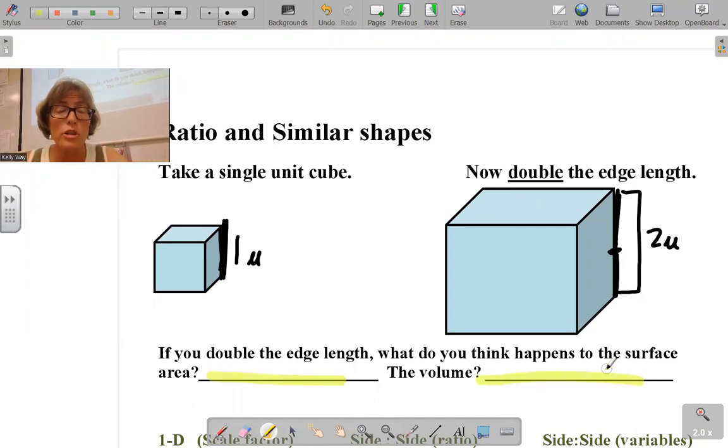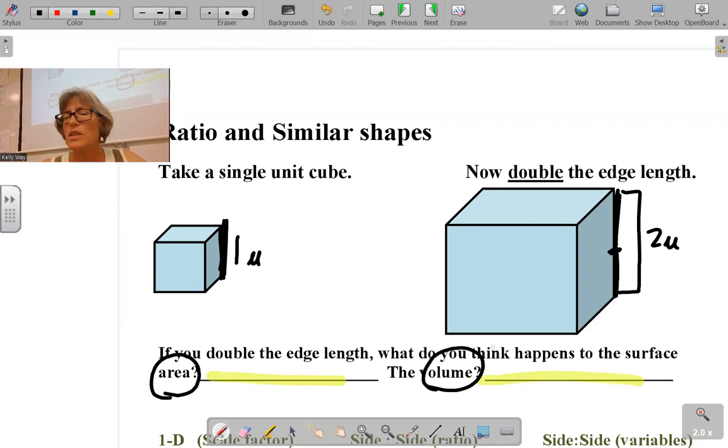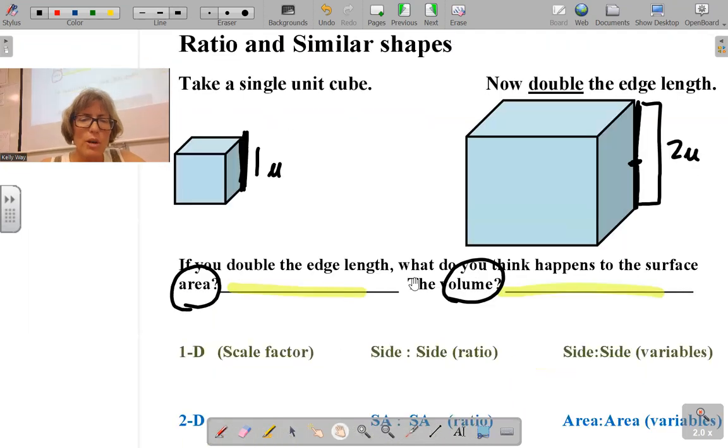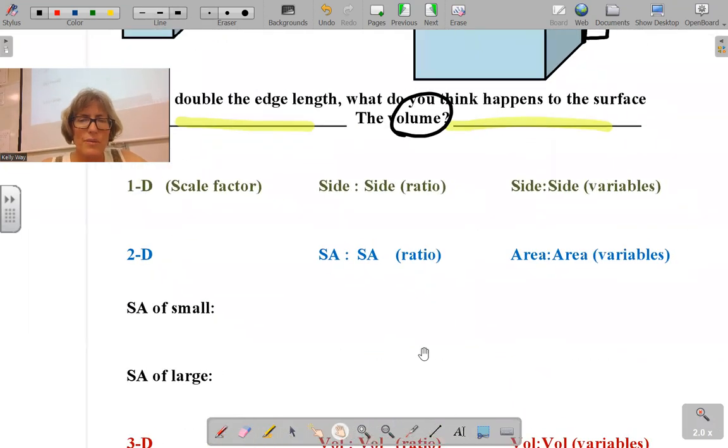If you double the edge length, what do you think is going to happen to the volume? Take a wild guess. What do you think is going to happen to the area and the volume? Just guess. If I double this edge, what happens to both of those? Just take a wild guess. Just guess. Same. That's fine. You're right. Same, same. All right. So now let's see what actually happens.